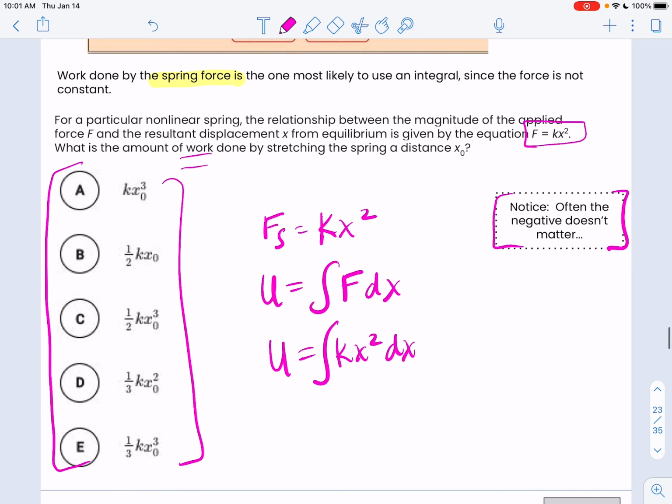And then k is a constant. And then when I integrate this, I'm going to get that, right? Is that right? I think, because if I move that down, yeah. Okay, so the potential energy is going to be kx cubed over 3, which is going to be choice E.